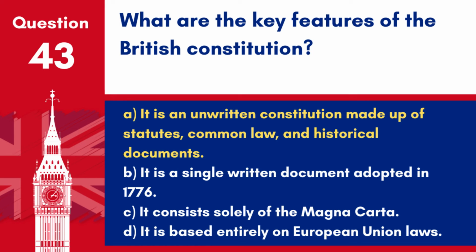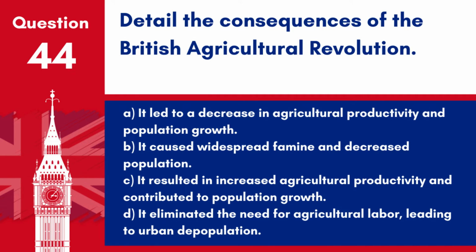Answer. A. It is an unwritten constitution made up of statutes, common law, and historical documents. The UK Constitution is not contained in a single document, but derives from a number of sources that have legal authority. Question 44. Detail the consequences of the British Agricultural Revolution.